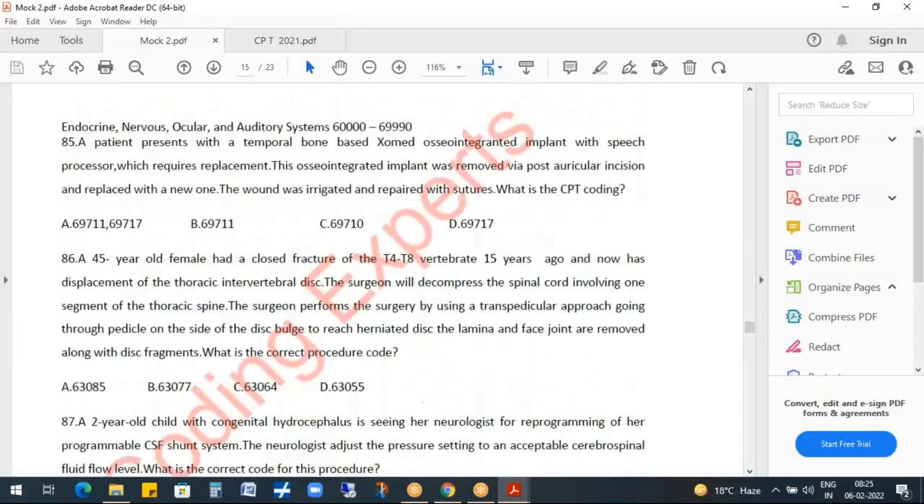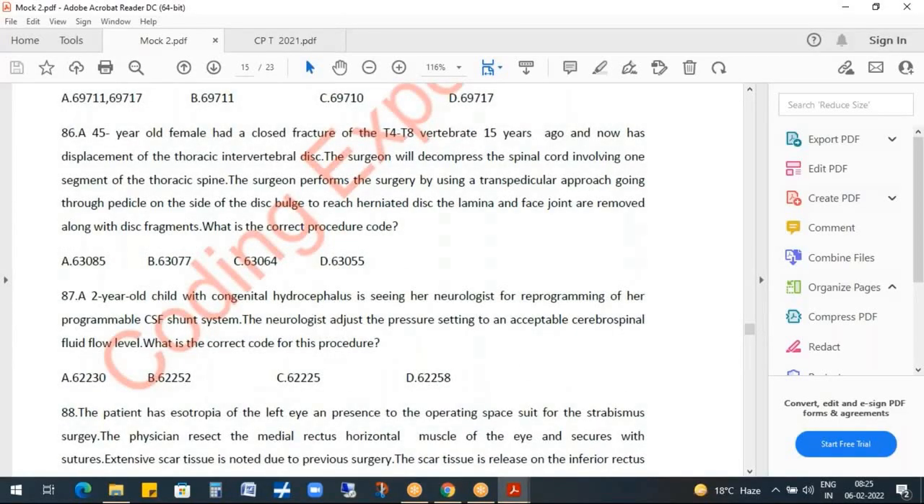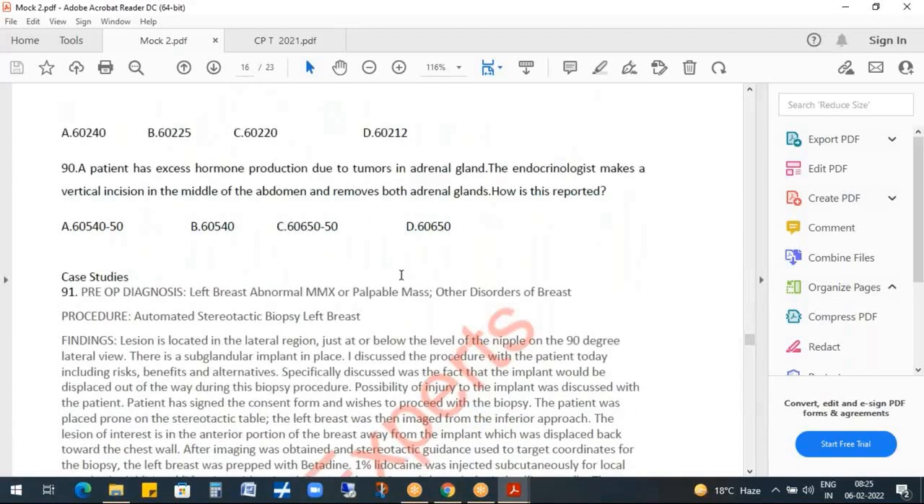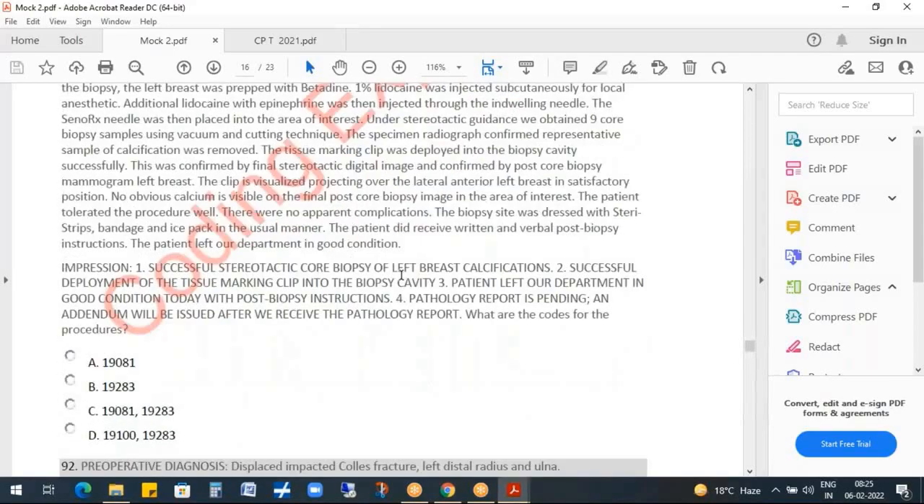Up to 85. Up to 90. Now we can see from 91 onwards how to do.